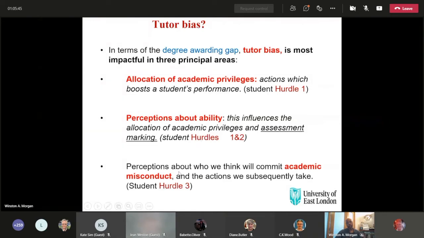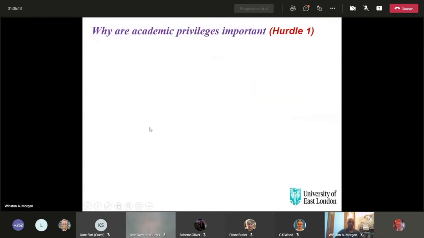Finally, there are perceptions about who we think will commit academic misconduct. Again, this is the third thing, and the actions we subsequently take. All through FHEA, whenever I've seen a lot of data on this, academic misconduct, BAME students, Black, Asian and minority ethnic students, particularly Black students, are much more likely to be accused of academic misconduct and then convicted of academic misconduct. And all of these things will impact on whether a student makes their way through university and gets a good degree. So they're really important.